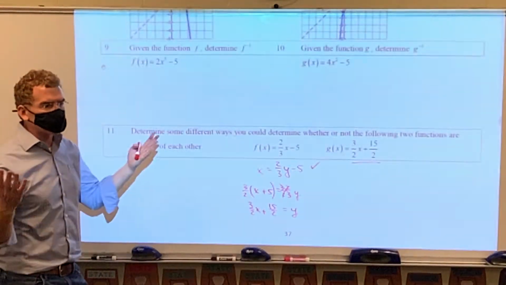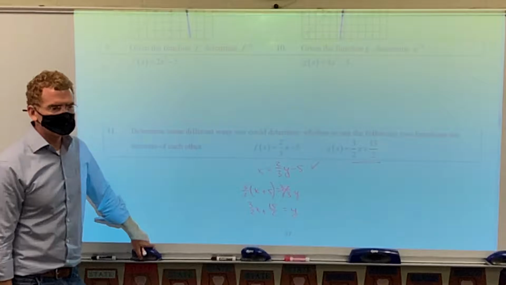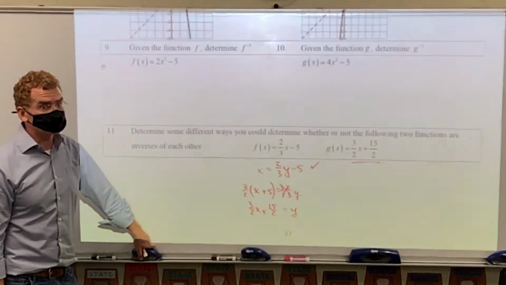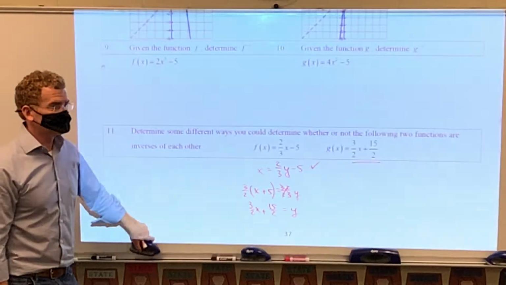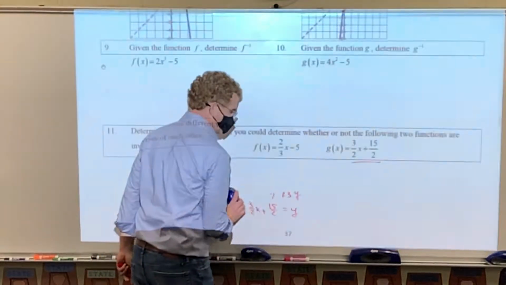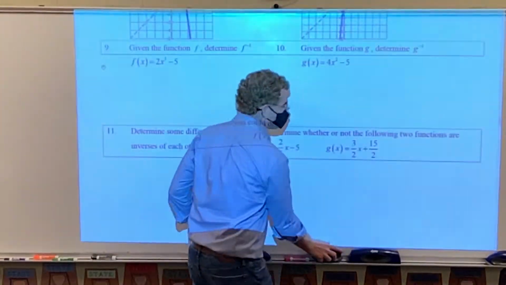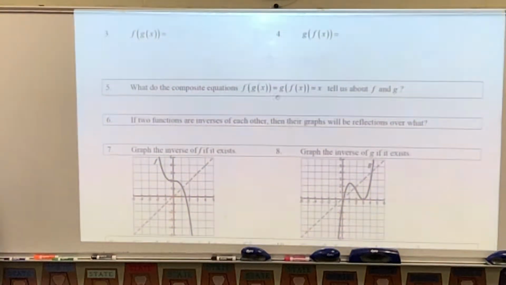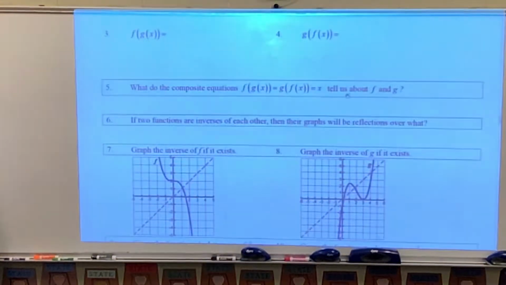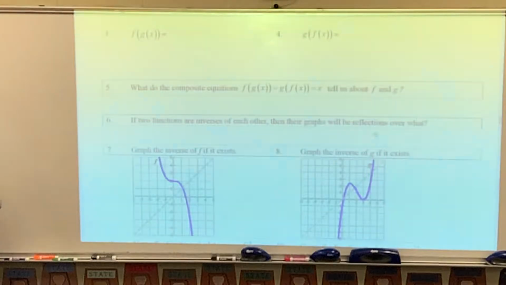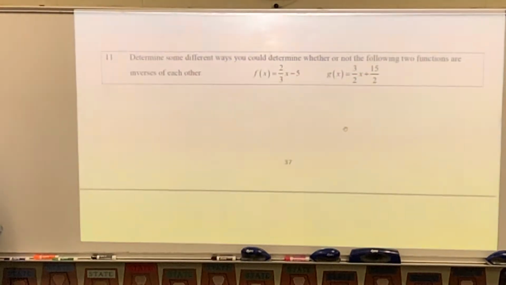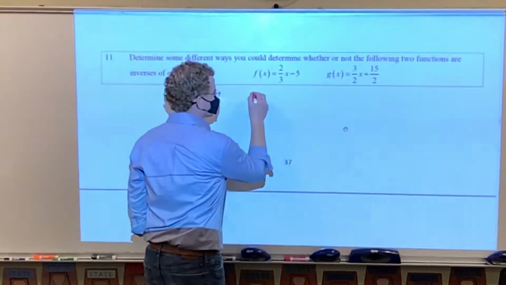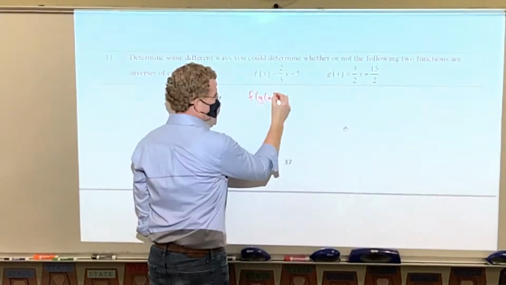Now, what's an even better way, I think? What's the definition of an inverse? What's the definition? We already went over it. What's the definition? f of g of x equals g of f of x equals x. So you can just do a composite. Yeah, so let's do f of g of x.